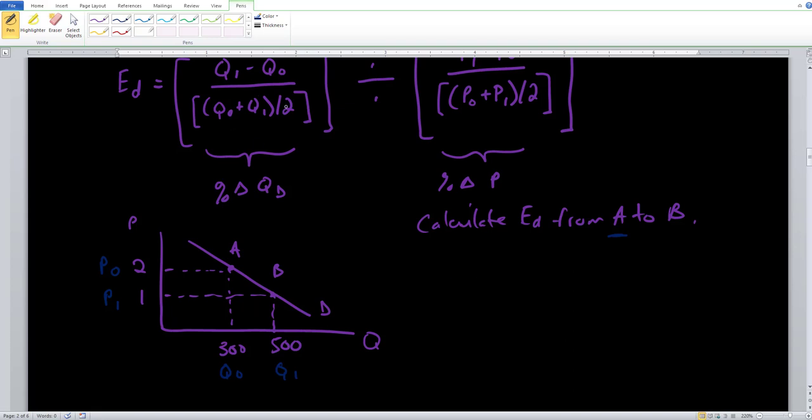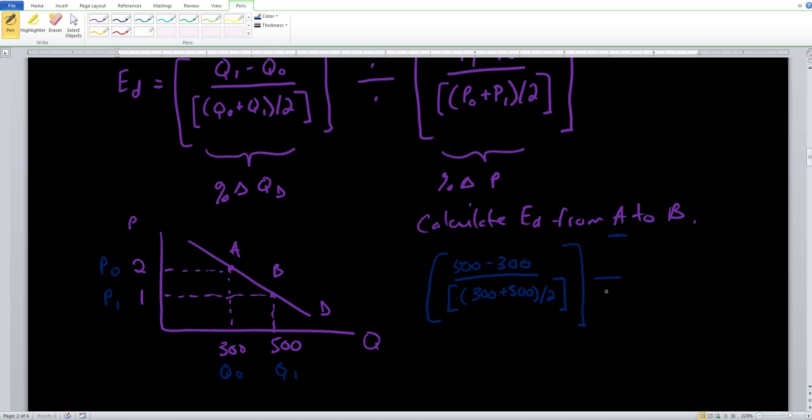So what is our Q1? What is our Q0? It's going to be 500 minus 300. And then we want to go ahead and divide it by the sum of these divided by 2. So 300 plus 500 and divide that by 2. So here, keep the brackets. Order of operations are going to matter very greatly right here. So make sure you know how to use your calculator in order to solve these things out. So here, we've successfully set up our percentage change in quantity demanded.